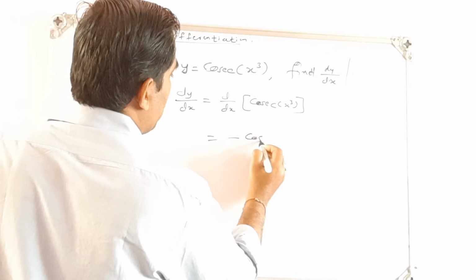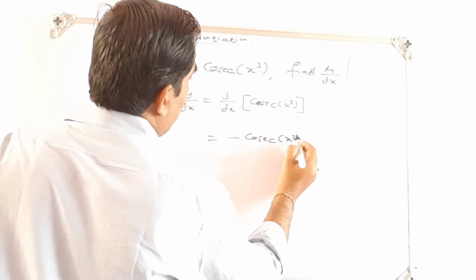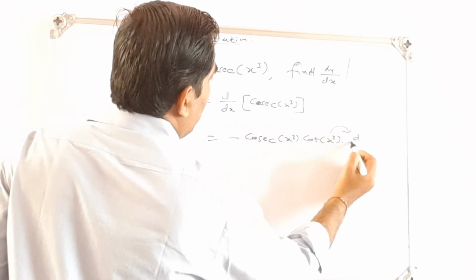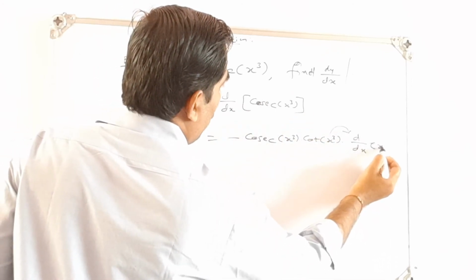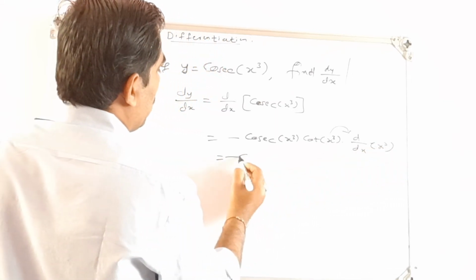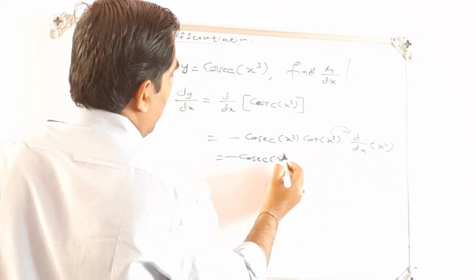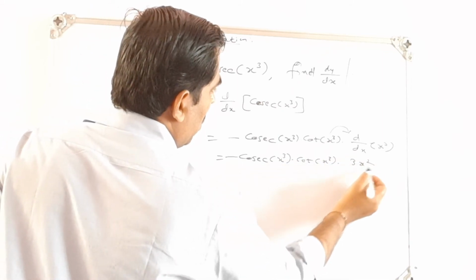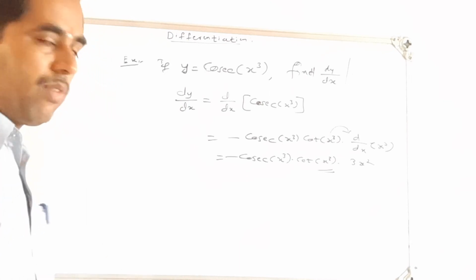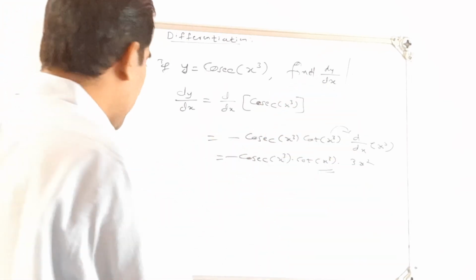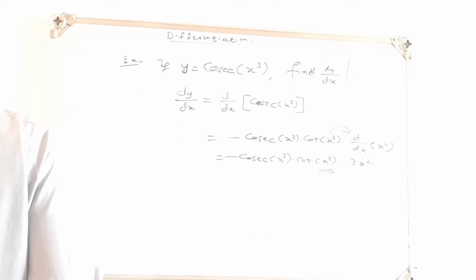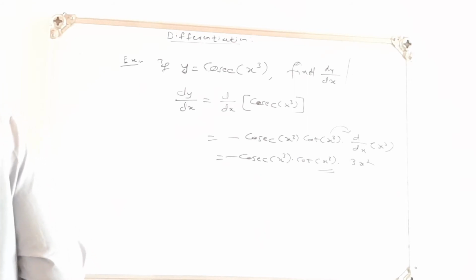So that is minus cosecant x cube into cot x cube into the derivative of the inner quantity. What is the inner quantity? x cube. The derivative of x cube is what? 3x square. So basic formulas we have to remember perfectly. In this way we can go on changing this. I have done cosecant of x cube, and we can change that to secant, cot, whatever it may be.